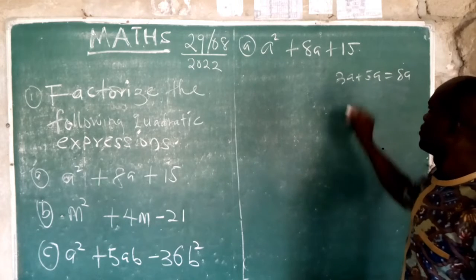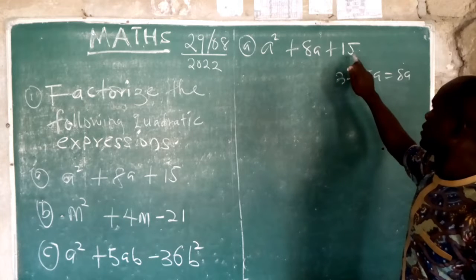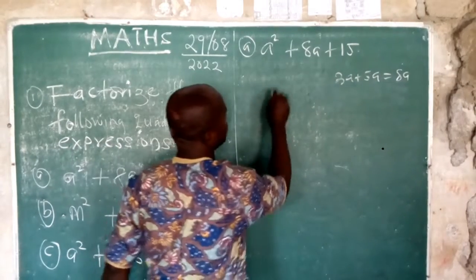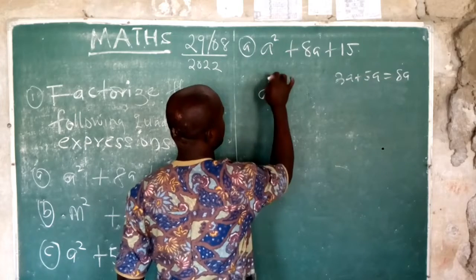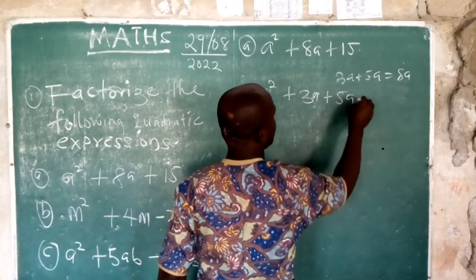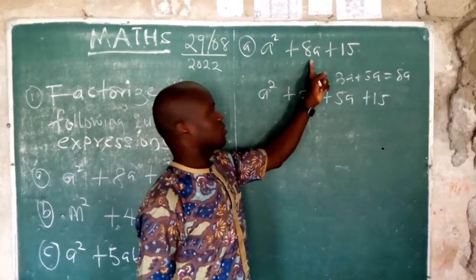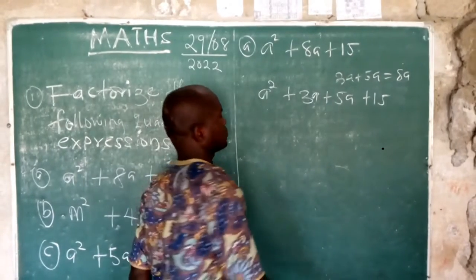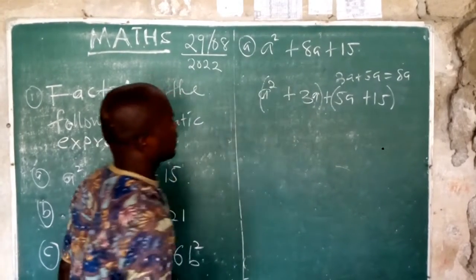Okay, so this and this will now take the position of this, while this will remain constant. So let's go. We have a squared plus 3a plus 5a plus 15. See that this is what we call the sum of roots, and this is the product of roots. So put this in bracket, this in bracket.